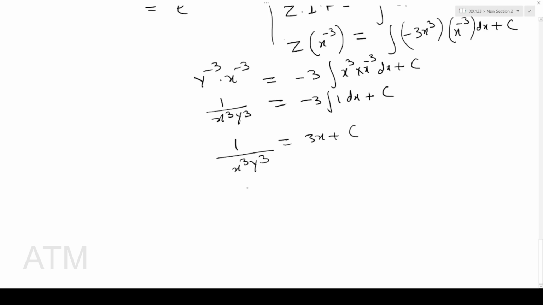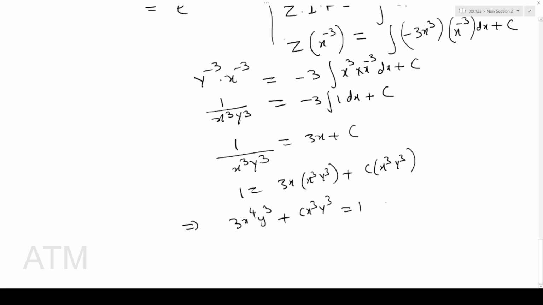Taking this to the right side, 1 equals 3x into x cube y cube plus c into x cube y cube, which implies 3x raised to 4 y cube plus c x cube y cube equals 1 is the required solution. So this way we solve Bernoulli's differential equation.